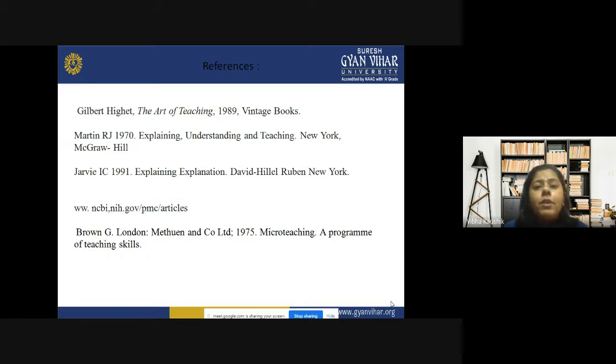Now today we have discussed the topic textbook method, merits, demerits, importance, need, and how to make a qualitative textbook. For further reading on this particular topic, you can refer to these references.